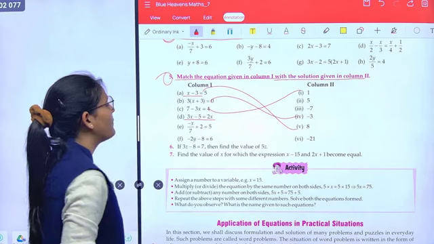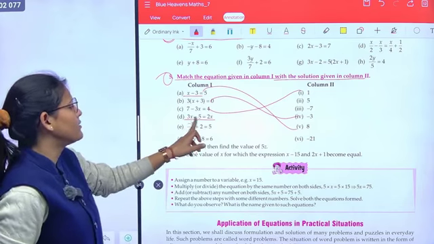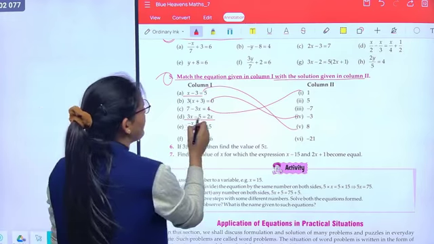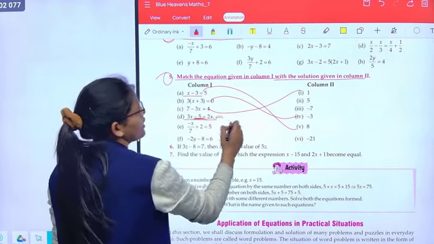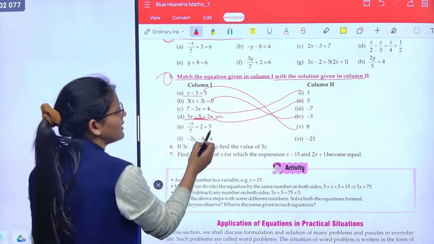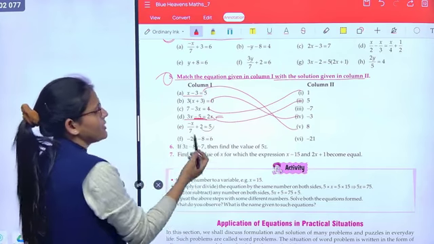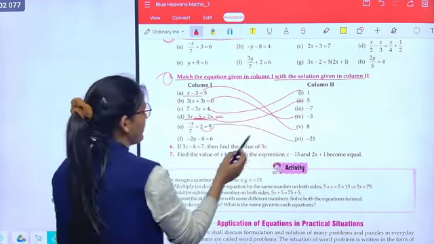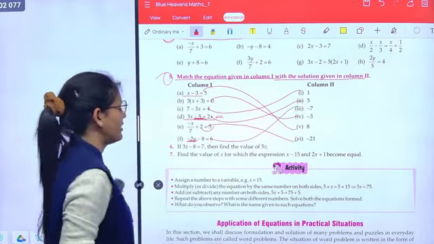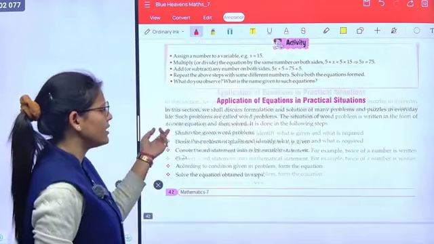Now here, class, plus 3, here x is equal to minus 5. Class, x is equal to, here the minus goes over there and becomes plus, x is equal to 5. Now class, here x upon 7, this goes over there and becomes minus, so class, x is equal to minus 21. Now class, rest of the questions do yourself.